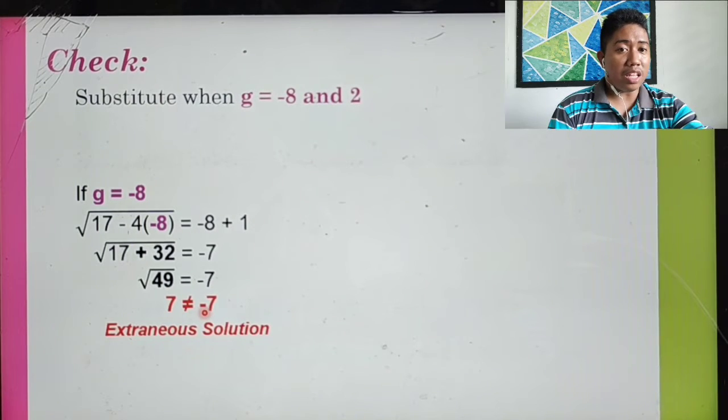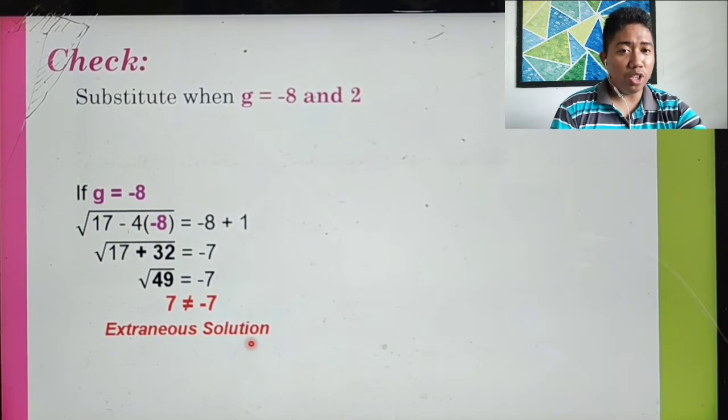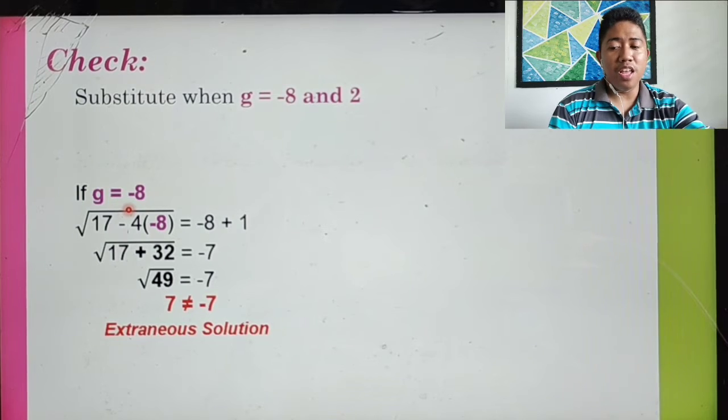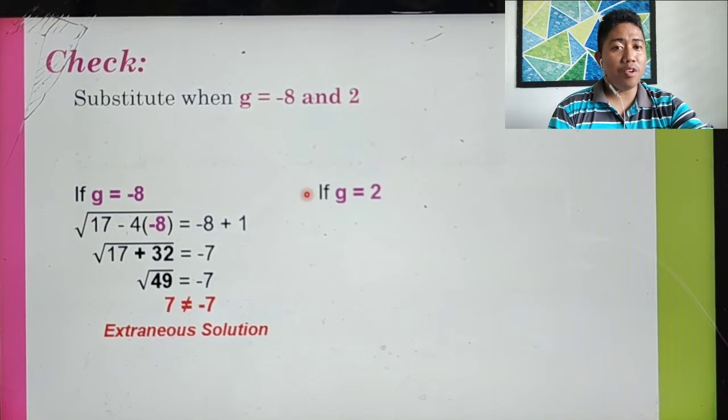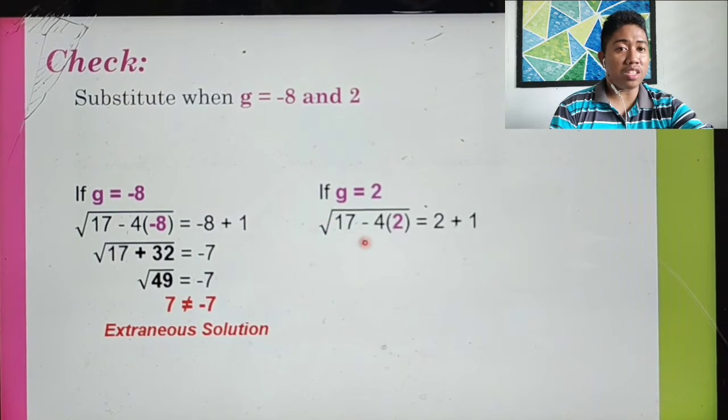It's not. So 7 is not equal to negative 7, and it is considered an extraneous solution. Therefore, g equal to negative 8 is not part of the solution to the given equation. So how about when g is equal to 2? In the same manner, we substitute the value of g into the original equation.